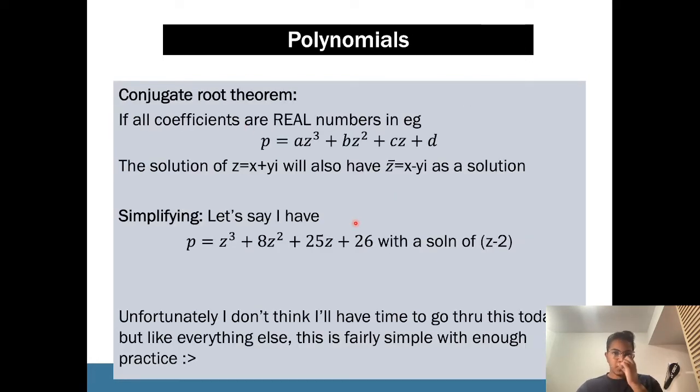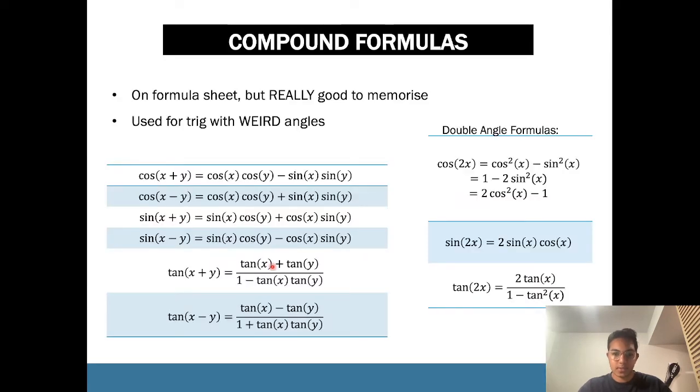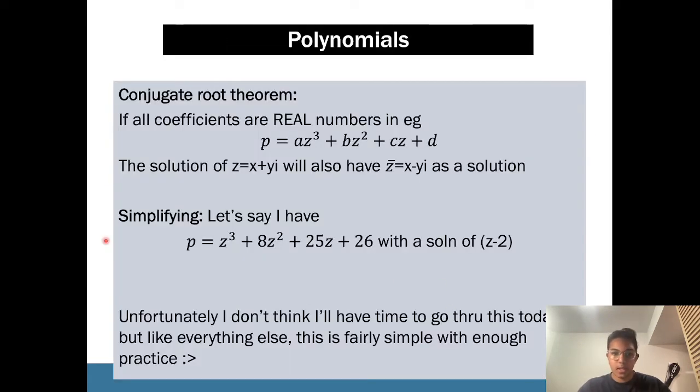All right. So when we use conjugate root theorem, it's just a very quick hack to solve polynomials. It only applies if all of our coefficients are real. So for example, if A, B, C, and D are all real, then conjugate root theorem applies. All it says is that if x plus yi is a solution, then we have the conjugate as a solution as well. I don't think I have time to go through this today, but I do have the answer.